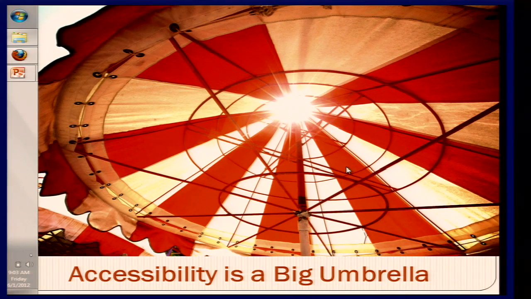So yeah, my talk is called Accessibility is a Big Umbrella. You'll find on your seats, or some of the seats, these little trading cards. I think trading cards are the thing this year. And you'll have 12 cards of all one kind.